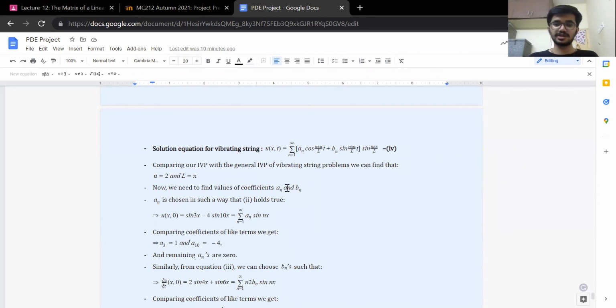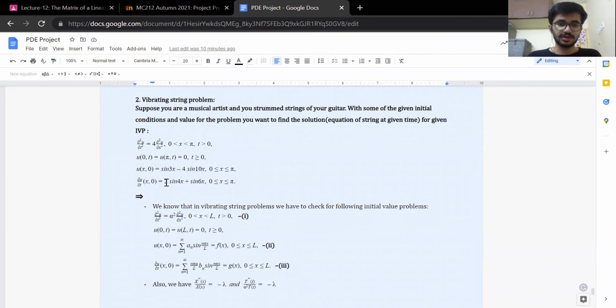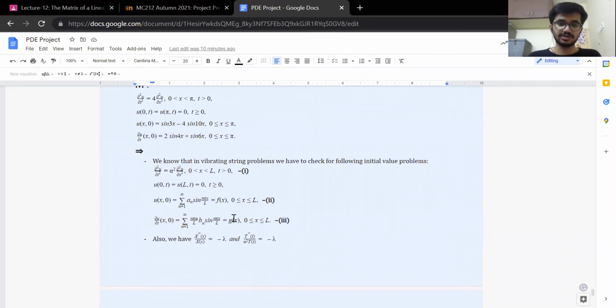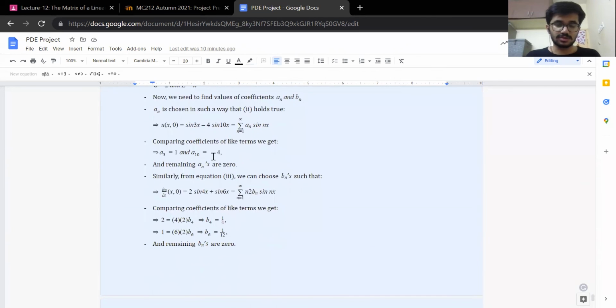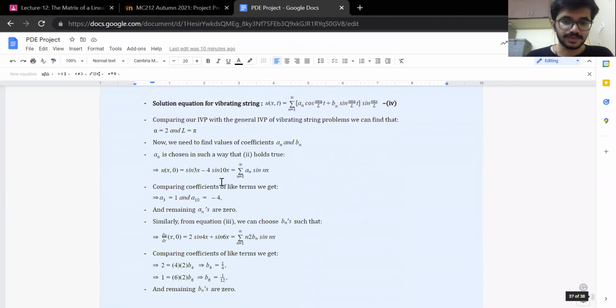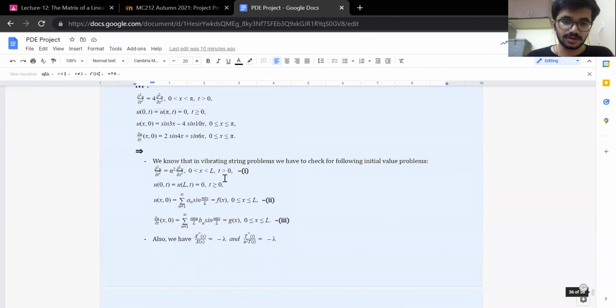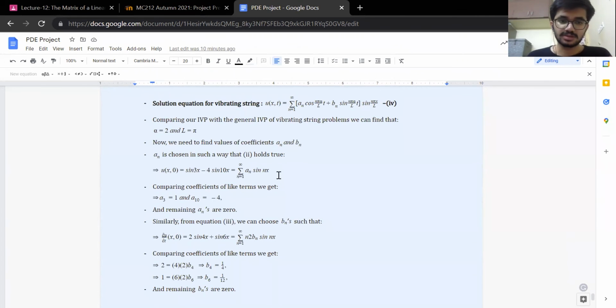We want to find an and bn. We also know that this is f of x and g of x, comparing with this whole summation part of sine and cosine with an and bn. So when you compare this equation and this equation, by comparing the like terms, we choose the coefficients: we got that a3 is equal to 1 and a10 will be equal to −1, and the rest of the other n are 0.